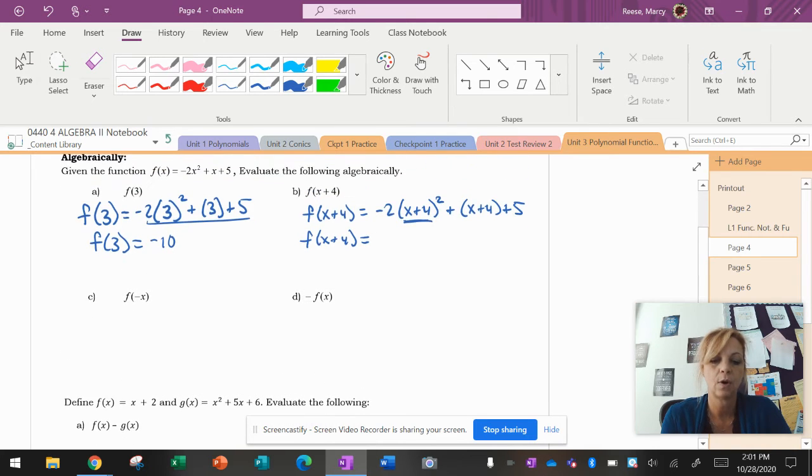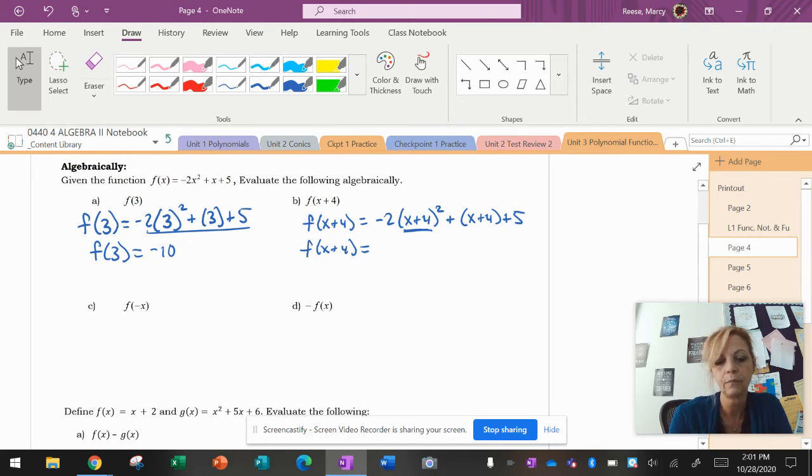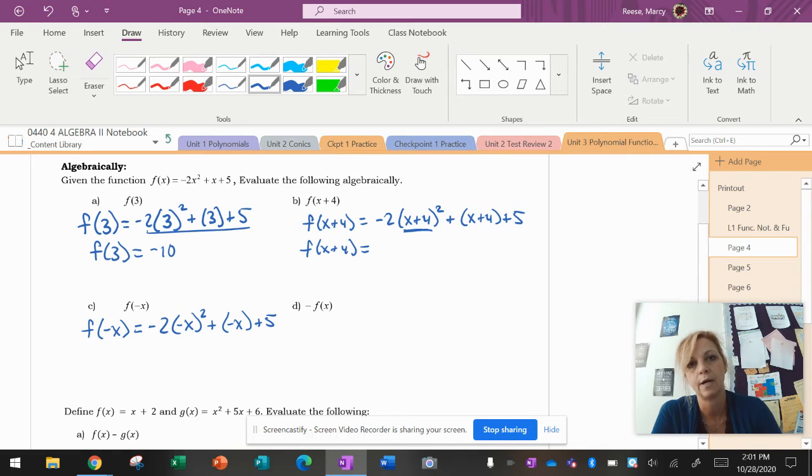All right, so how about C and D? Well, I do want to do C with you. So when I look at C, that means I put a negative x in for all of the x's.